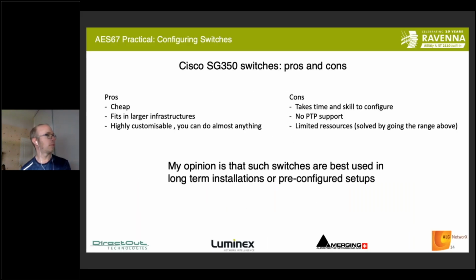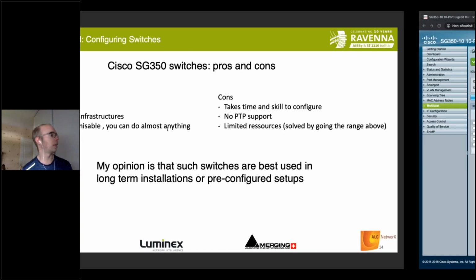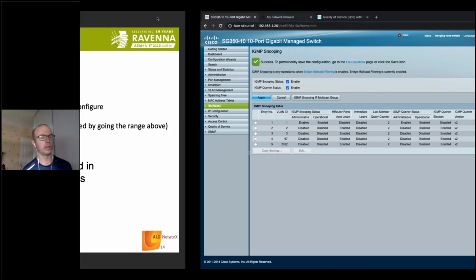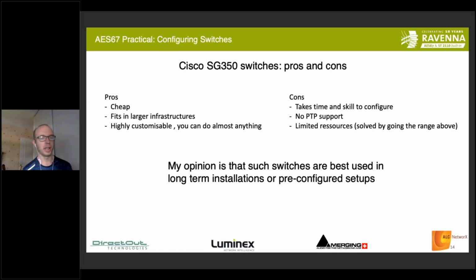So to sum up, pros and cons. Pros, of course, they are cheap and they fit easily in larger infrastructure. If you need to fit in an infrastructure with larger Cisco switches, well, they will just blend in, and they are highly customizable. You can really do almost anything. So maybe you saw on this switch, I had multiple VLANs. I have routing between those VLANs.